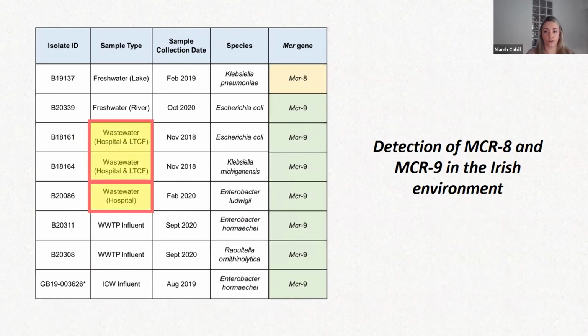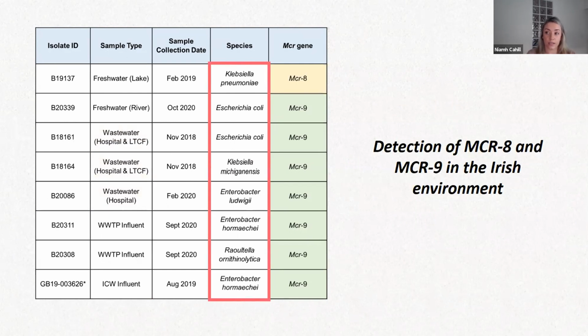Overall, all of our samples were collected from different locations, except for these 2 samples that I've highlighted here. Although they were collected within the same vicinity, they were collected from different sewers and, as you can see, on different dates, 1 in 2018 and 1 in 2020. And although they contained waste from the same hospital, one of the samples also contained waste from the long-term care facility.